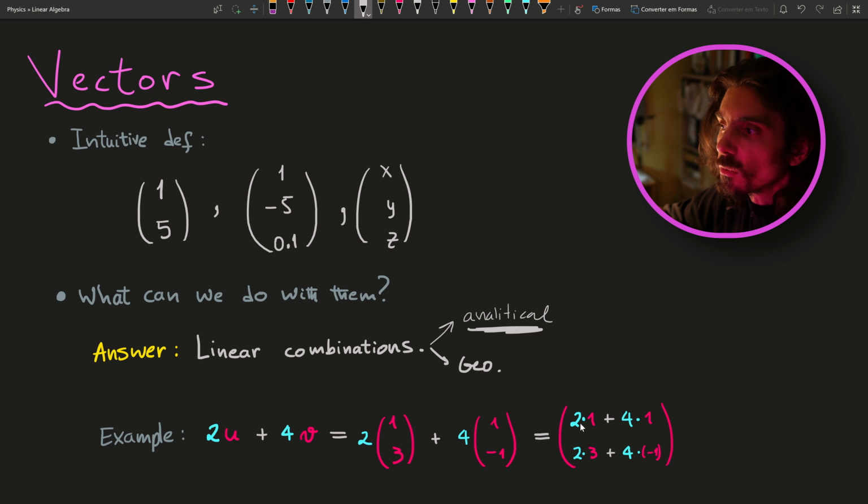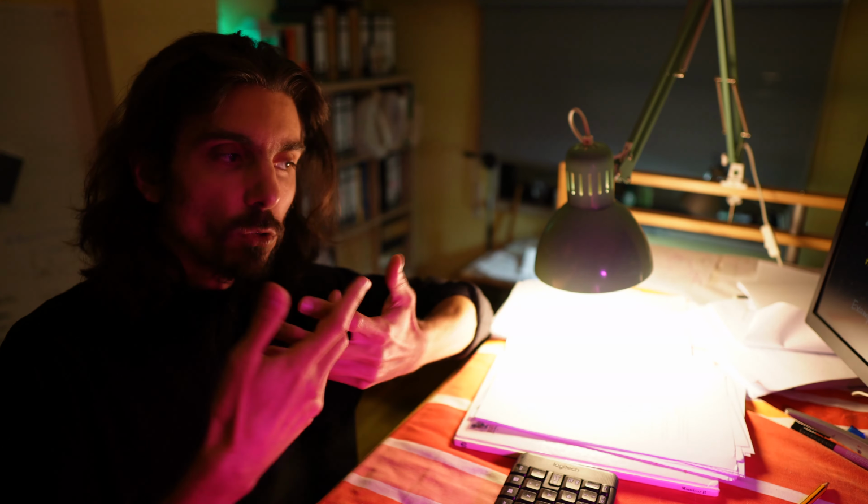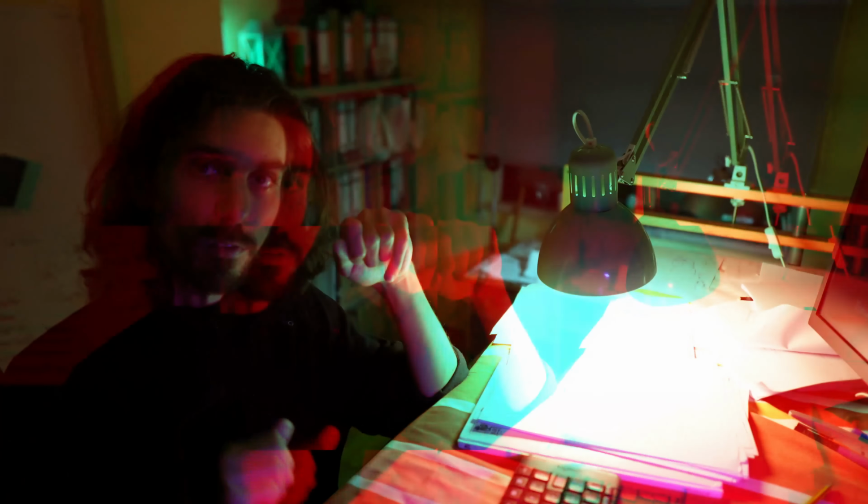Can you see? The end result is 2 times 1 plus 4 times 1, and then 2 times 3 plus 4 times minus 1. You just sum element-wise the 2 vectors. Notice in this picture that I'm summing vectors of the same shape, meaning 2 entries. You cannot sum a 2-entry vector with a 3-entry vector.